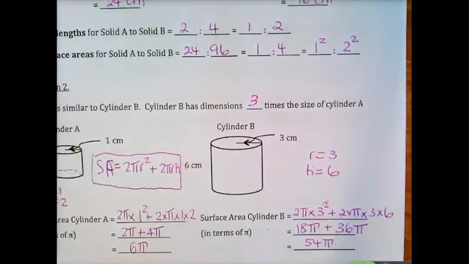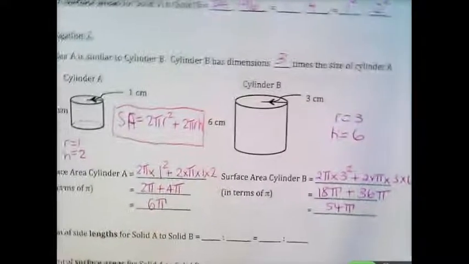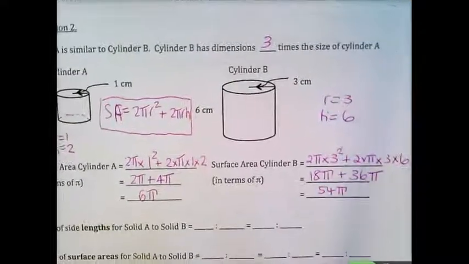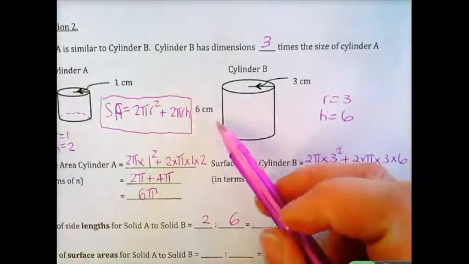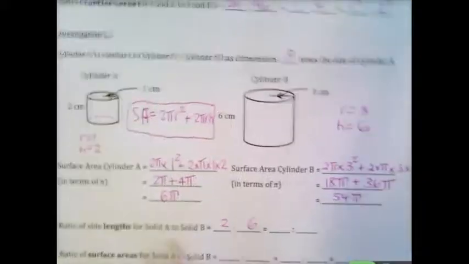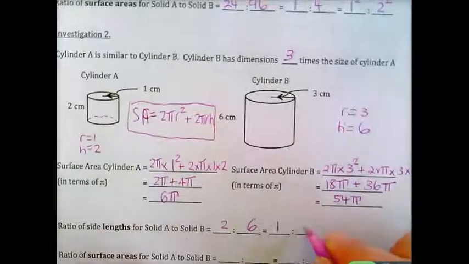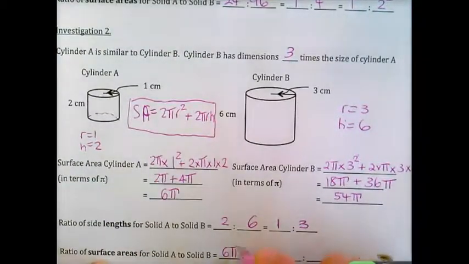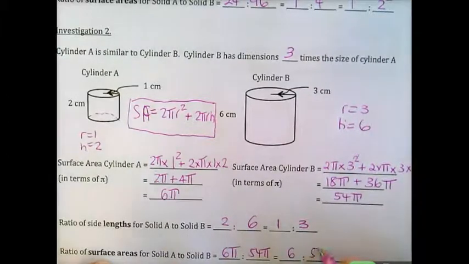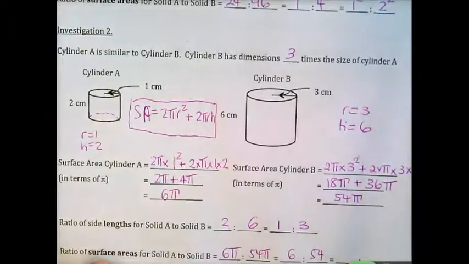So, ratio of the side lengths, please. What's the ratio of the side lengths? Or 1 to 3, it doesn't matter. So if I choose the heights to compare, the ratio of the side lengths would be 2 to 6 or 1 to 3. And the ratio of the surface areas is 6 pi to 54 pi. Drop off the pies, 6 to 54, actually, which is 1 to 9. I'll just put that underneath it, 1 to 9.